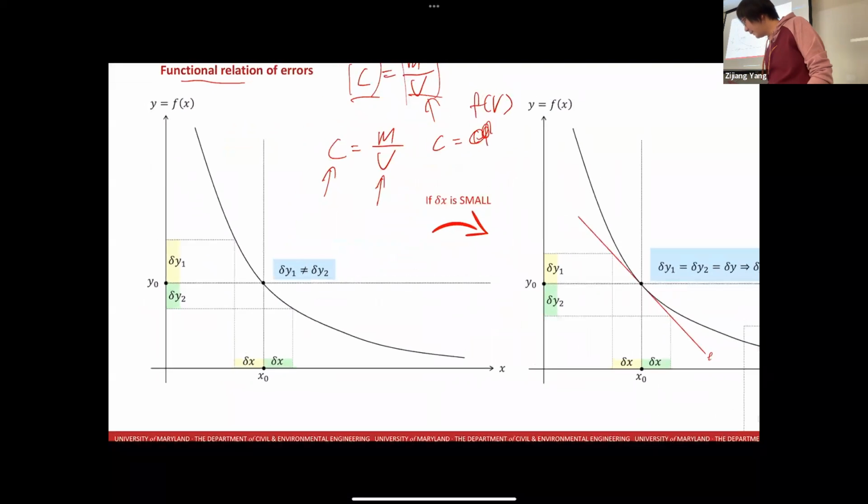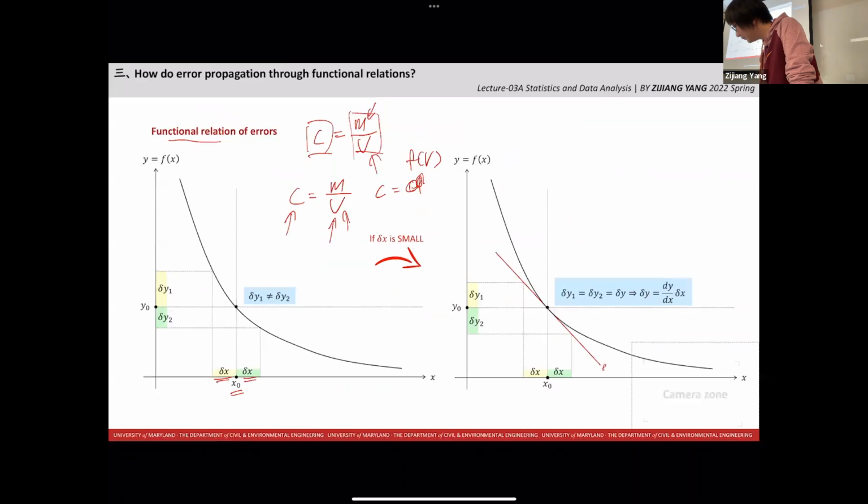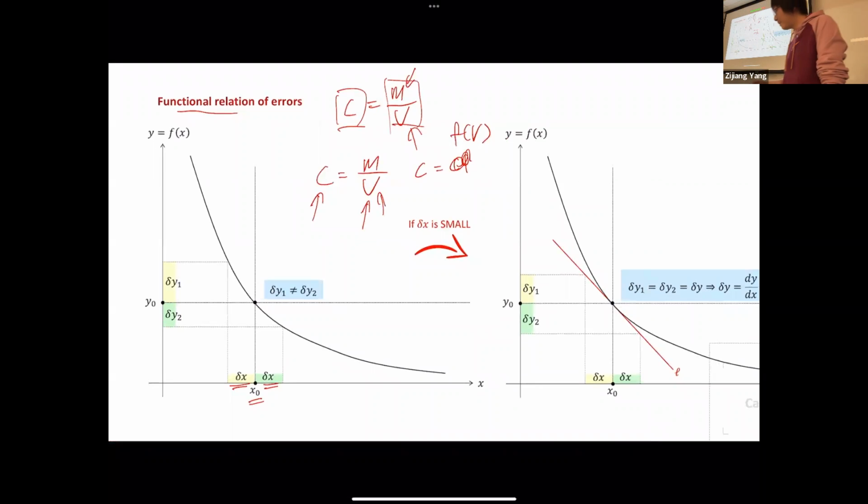So suppose we have a measured data point x0, which we can consider as the volume. When we are doing the measurement, it has the measurement error delta x, and we can see it is symmetric around x0. But when we are doing the projection, or the functional transformation, because this is non-linear, this one will project to here, and this one will project to here. We can see that delta y1 does not equal delta y2 because this is a non-linear transformation.